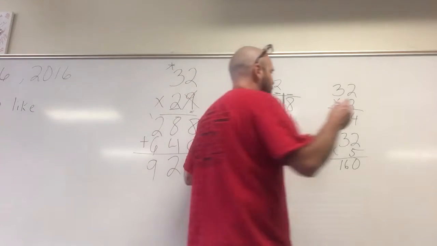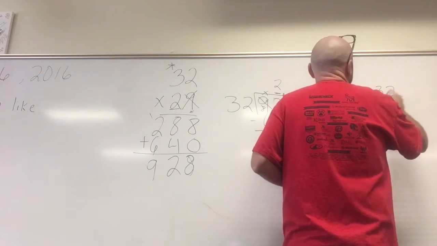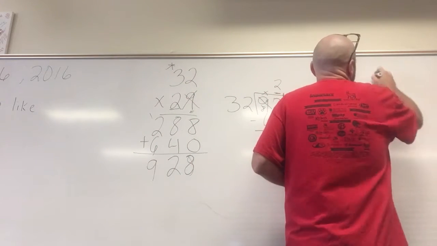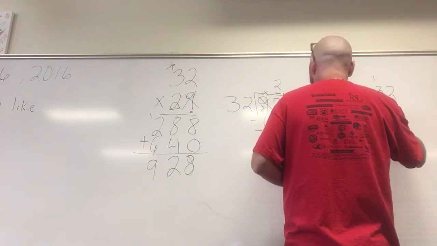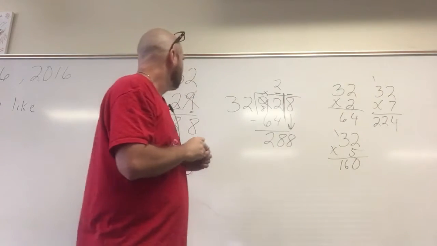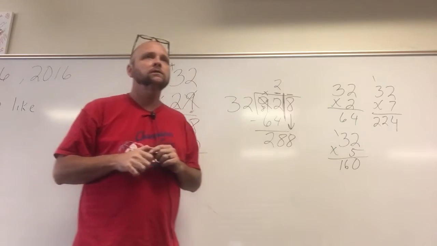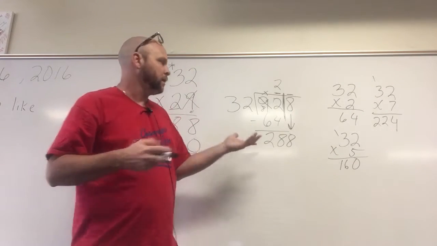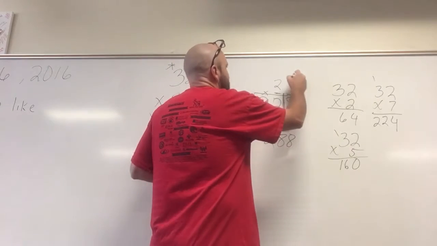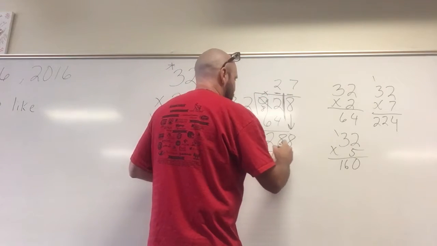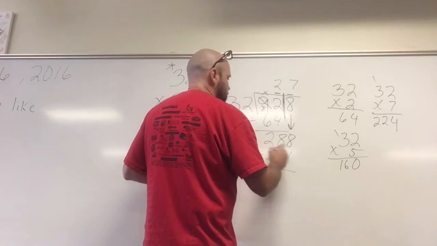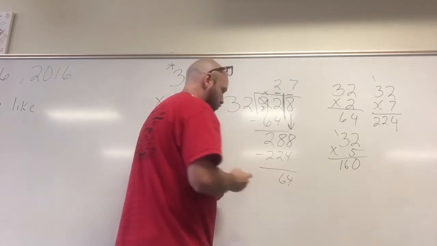7? Good. Let's take 32 times 7. 14, carry the 1, 21, 22. 224. Okay? Do you think we can get closer without going over? We don't know, do we? Okay, so let's check. Let's put 7 there, and 224 here. We subtract, I get a 4, I get a 64.